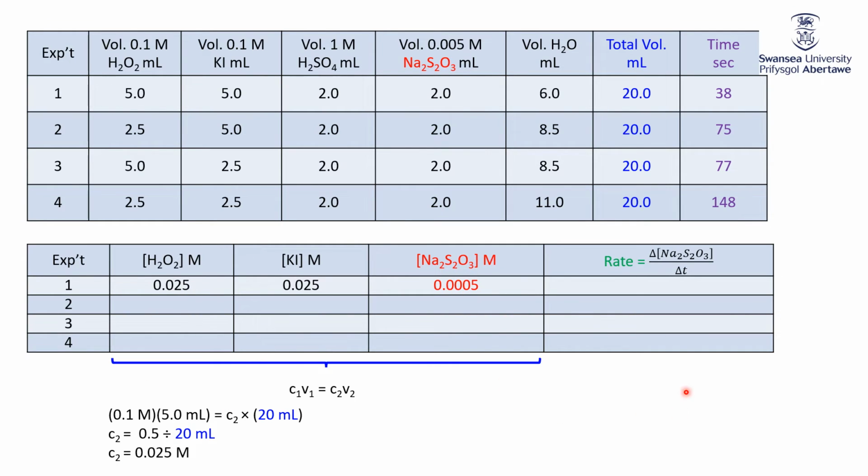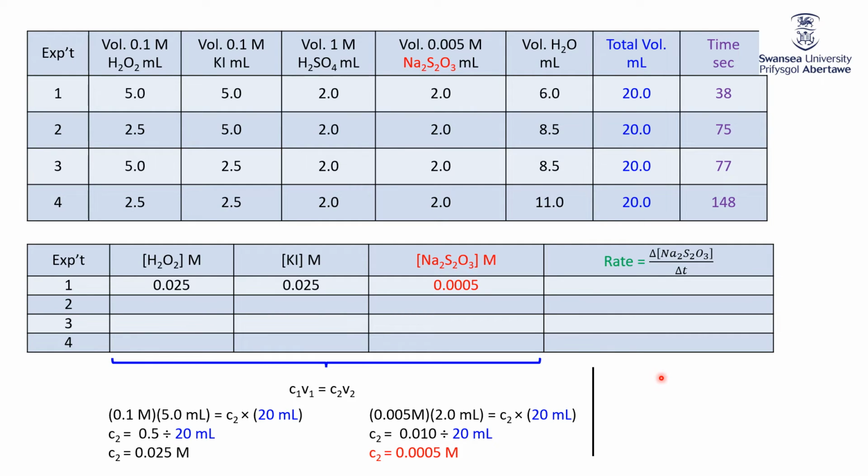For the thiosulfate, again, we're using C1V1 equals C2V2. I started with 2 mL of a 0.005 molar solution, which again was diluted to 20 mL. So C2 in this case is going to be 2 times 0.005, which is 0.01, divided by 20, which is the 0.0005 there.